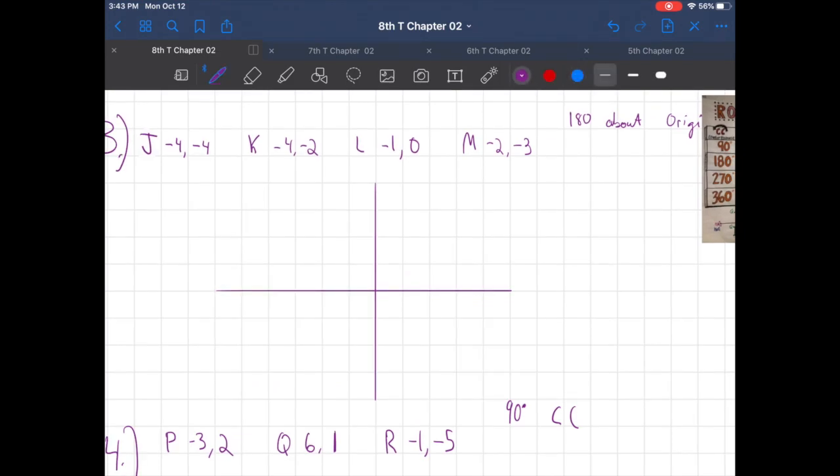First thing I really want to do is plot my original points. So I have negative 4, negative 4, 1, 2, 3, 4, 1, 2, 3. Here's my point J. I have negative 4, 2, 1, 2, 3, 4, 1, 2. It's my point K. And then I have my L, negative 1, 0, which is right there. I have my M, which is negative 2, negative 3. 1, 2, 3. All right, looks like it's some kind of trapezoid. Now let's just connect my points. There we go.